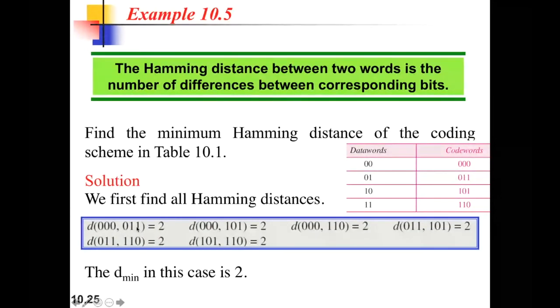This is first with second, Hamming distance is 2. First with third, Hamming distance is 2. First with fourth, Hamming distance is 2. Similarly, for the other combinations, the Hamming distance is 2. In all these cases, the Hamming distance is 2. So what is the minimum number out of these Hamming distances? These are all the same, so the minimum number is also the same. So we say that the minimum Hamming distance is 2.